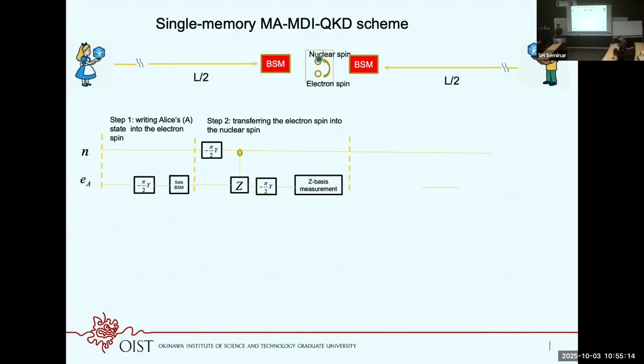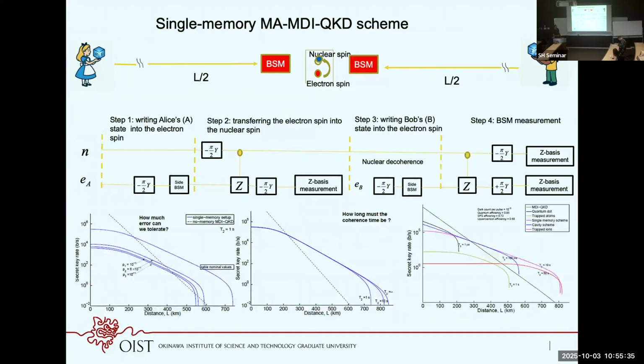And as I say, the coherence time is quite long. So now this electron spin is again free to interact with the state sent by Bob. And that's what happens. So again, you can do the same trick here, do Bell state measurement. And now you have the blue, which is the state sent by Alice, and the red state is the state sent by Bob.